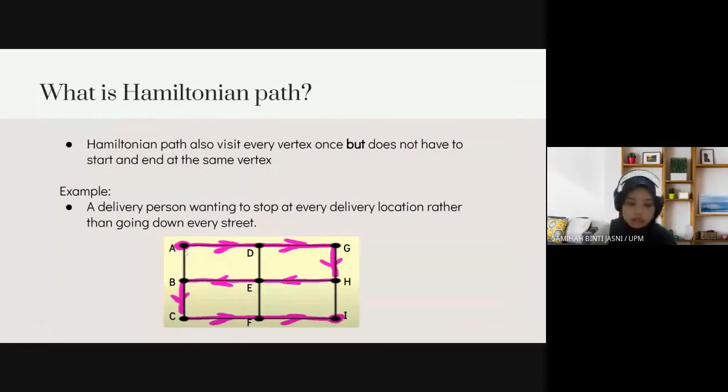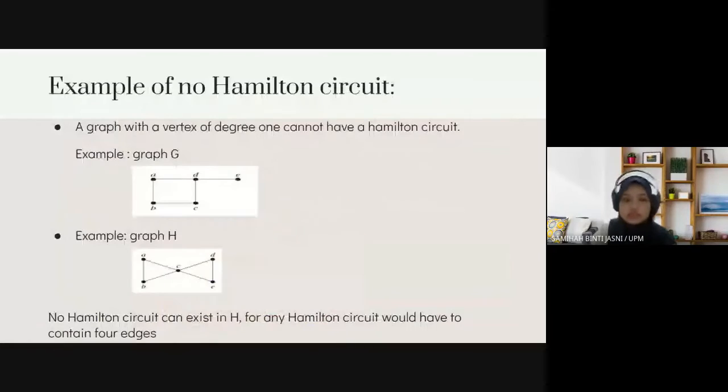Now let's look at this graph. It starts at vertex A, and then it visits vertex D, and then vertex G, vertex H, and then vertex E, vertex B, and then C, F, and it ends at vertex I. From this, we can see that it visits every vertex, but it does not start and end at the same vertex.